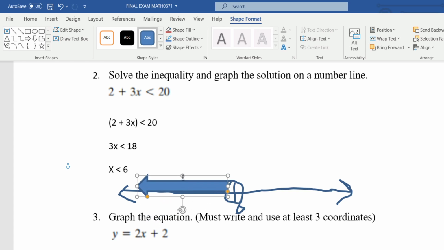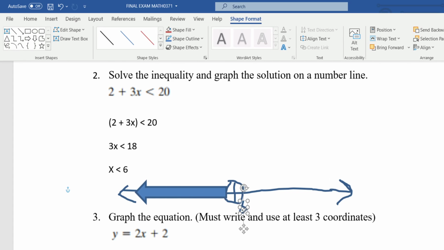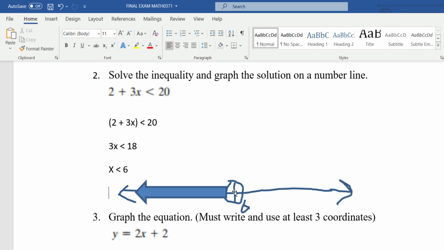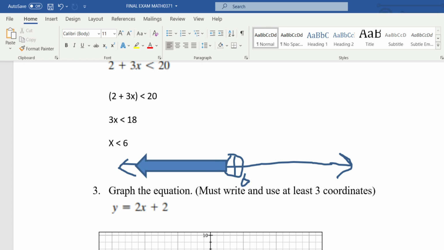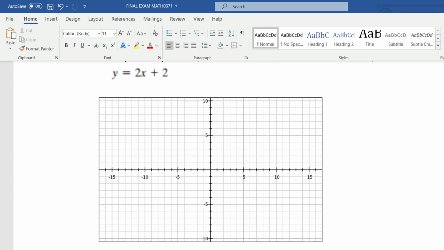Sorry, this isn't the best quality, but hopefully this gets the message across. So you have an empty circle at 6, and then you have a left arrow going to the negative infinity direction. If you wanted to graph this on a number line, it would look similar to this. The left arrow, because it's less than, and then an empty circle. If it was less than or equal to, this would be a shaded circle. Okay, but that'd be your final answer.